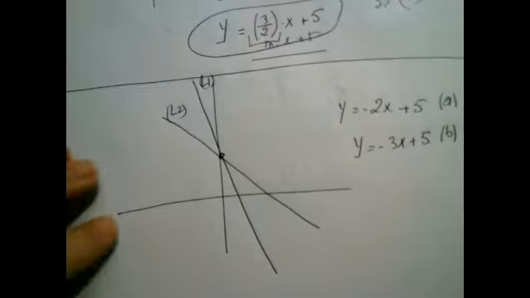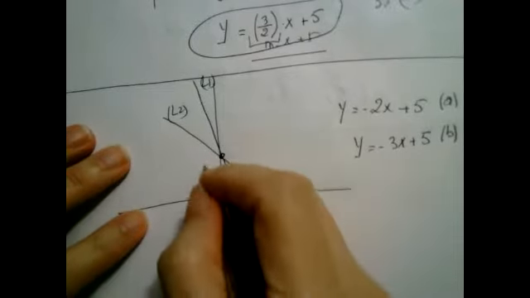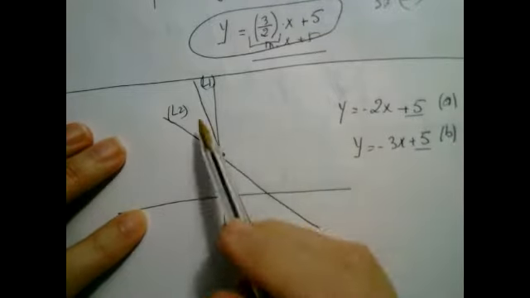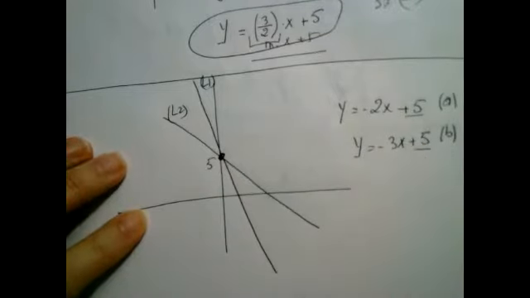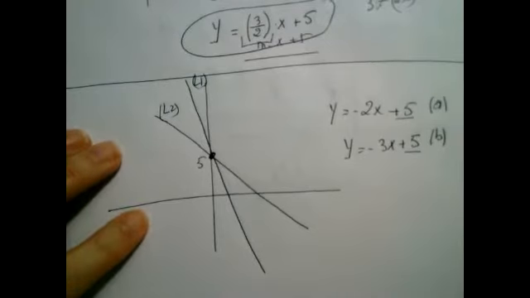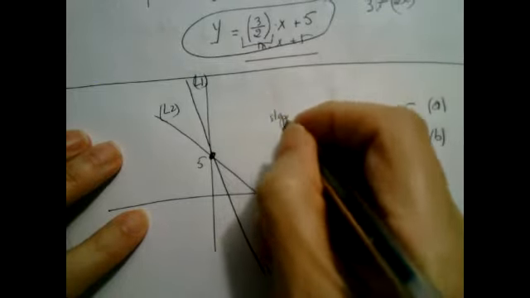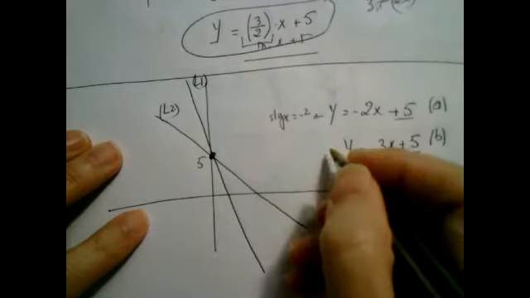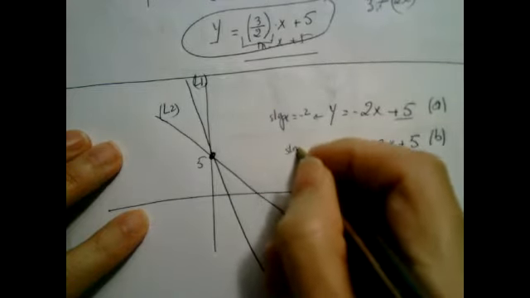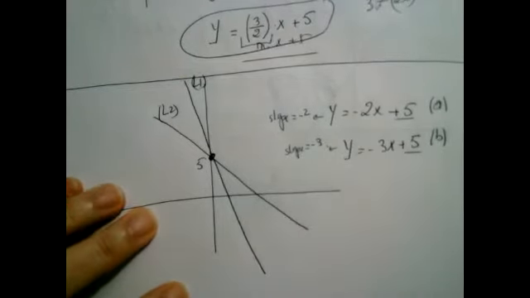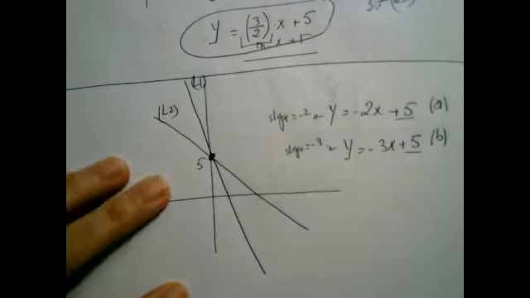Which one is A? Which one? So both of them have the same intercept. I made sure of that. Okay, which line corresponds to A and which line corresponds to B? Or what's the slope? So this slope is -2, and this slope is -3. So Elijah is telling me L2 to B.